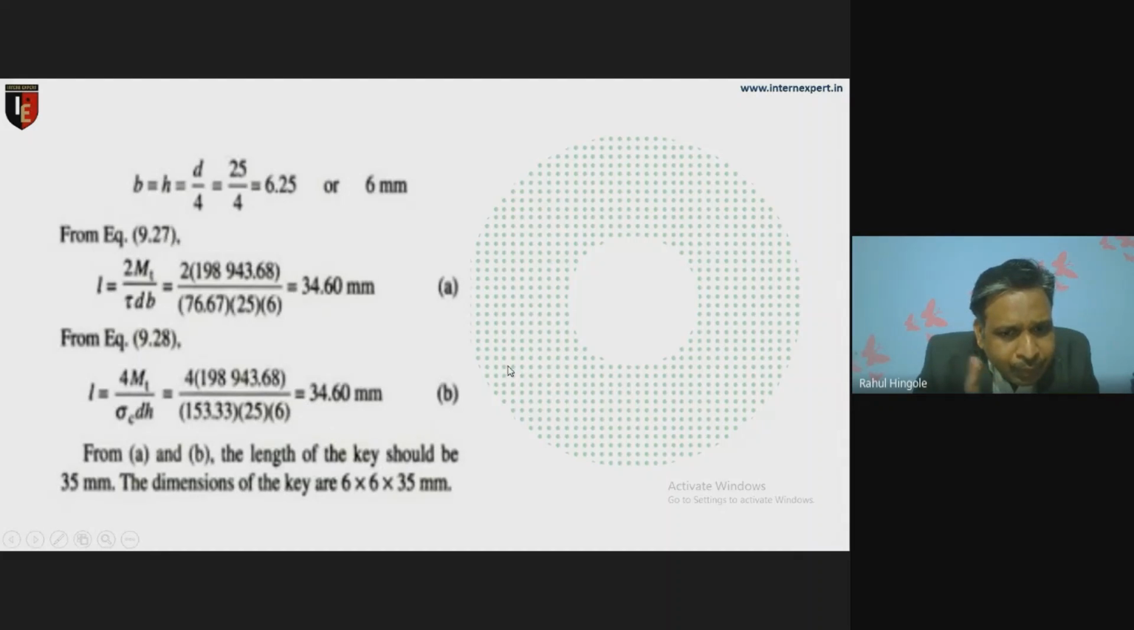Therefore, the dimension of the key is B into H into L. B is 6, H is 6. This is the design of the key: B into H into L, 6 into 6 into 35. Once the dimension is with you, you draw this key manually, in AutoCAD, or in any software. Go for analysis, apply the rules. So this is the design of the key.